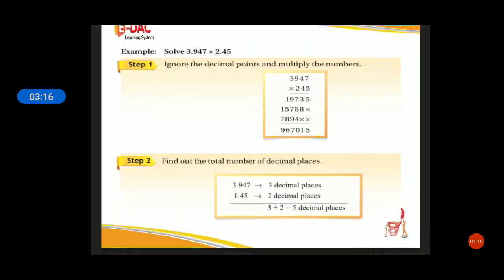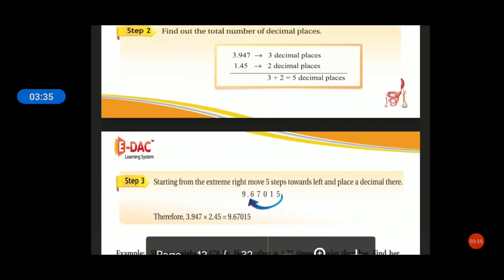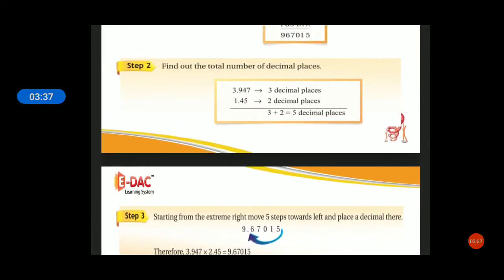See the example here, 3.947 into 2.45. You just ignore the decimal and multiply like this. You will get an answer. Now what you need to do in the second step, just count after decimal how many digits are there. Here 3, here 2. So 3 plus 2, 5. In the product, how many decimal places should be there? See here. What is the product we have? 967015. So what I have said, 5.